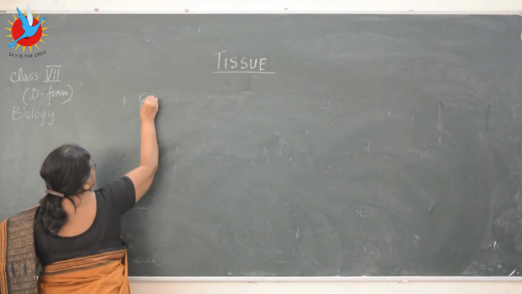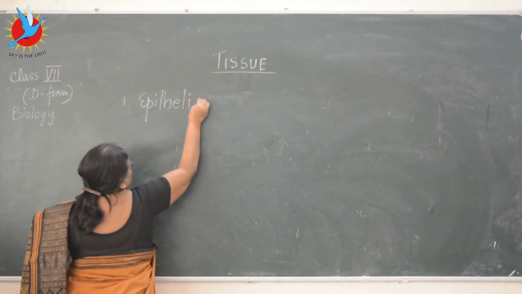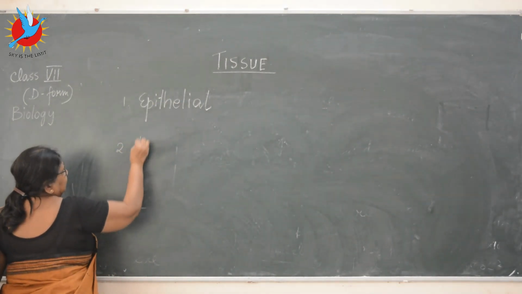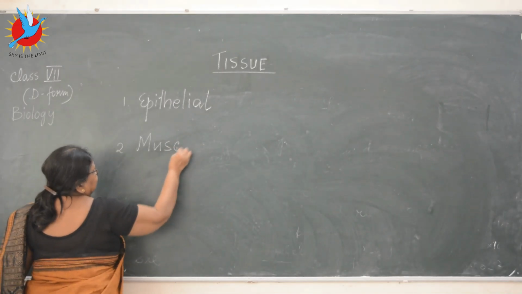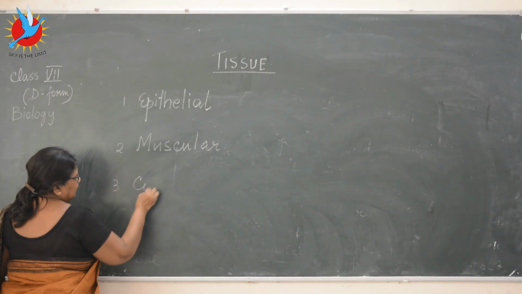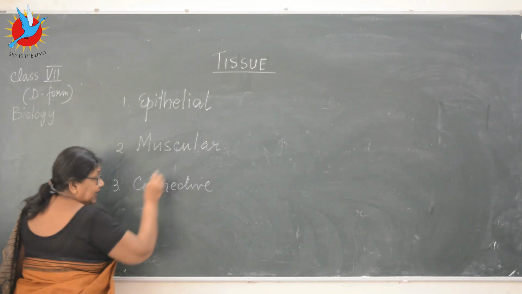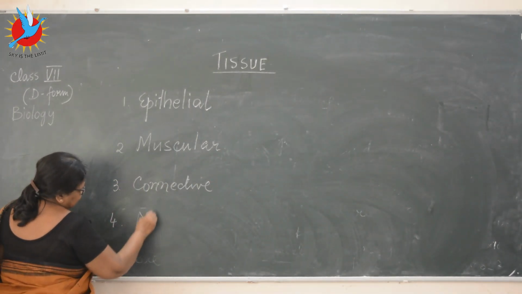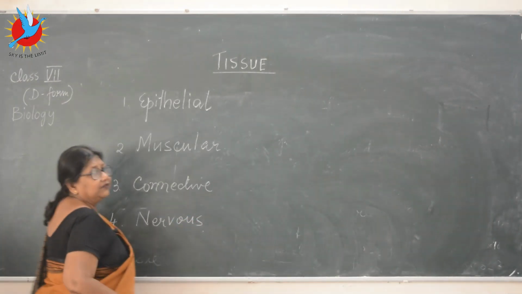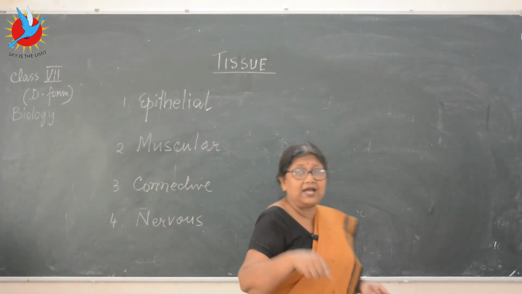1, epithelial, muscular, connective, and nervous tissue. We'll try to do some today in this class.